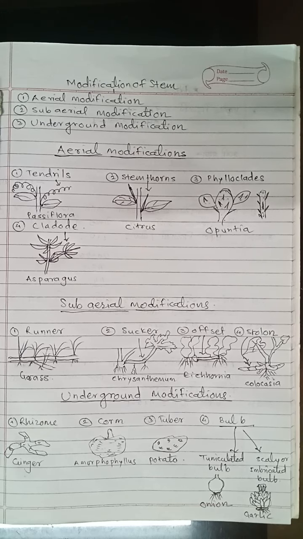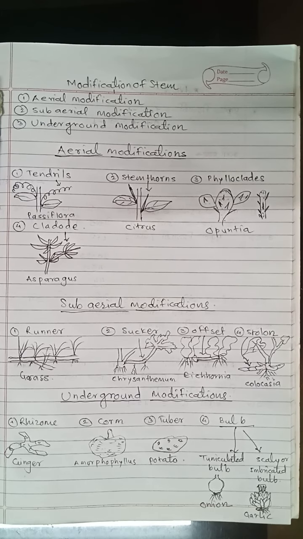Next underground modification, it is tuber. Stem tuber is the tuberous tip of an underground branch. It occurs below the soil at any depth. The axillary branches that are produced near the soil surface grow into the soil and their tips become swollen due to the accumulation of starch and proteins. Example, Solanum tuberosum, that is potato.